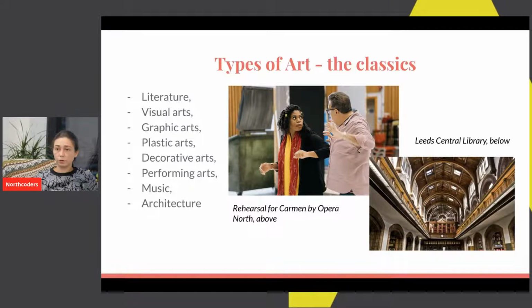I've included a couple of images here. The first one is a rehearsal for the performance art Carmen by Opera North that's coming to Leeds in October. And the second image is of architecture, art as architecture, from Leeds Central Library. So art can be really rather varied.